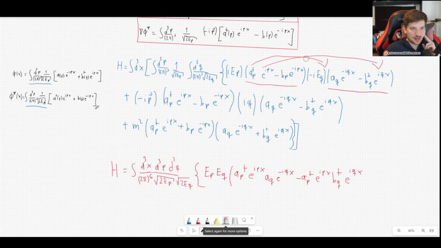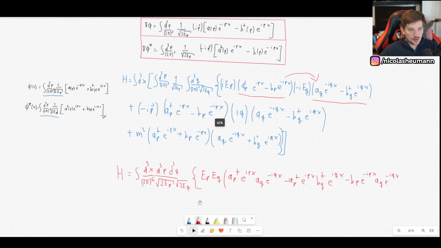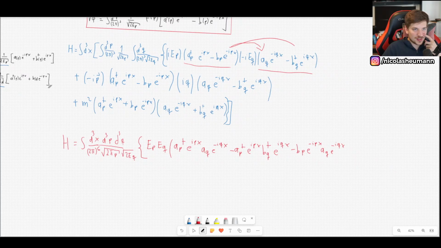Now we have those two ready. Let's move on to the next one and be very, very careful here, step by step. Now we have minus b_p e^{-ipx} and a_q e^{-iqx}. And we have one more, which is this one. So this time we have a positive, so plus b_p e^{-ipx} b_q dagger e^{iqx}. Okay, so that's that first line.